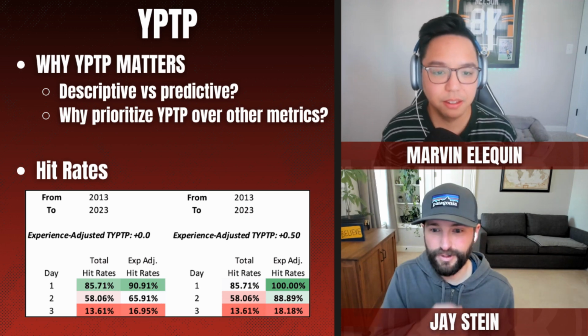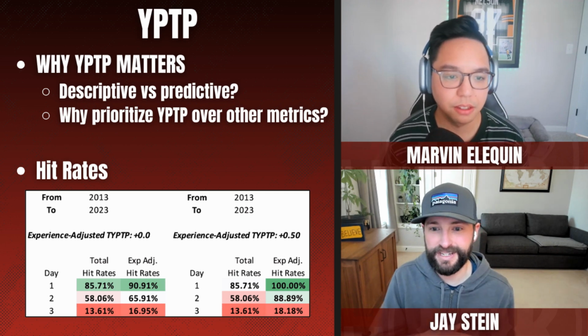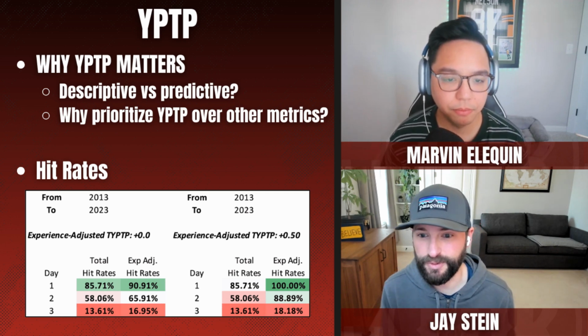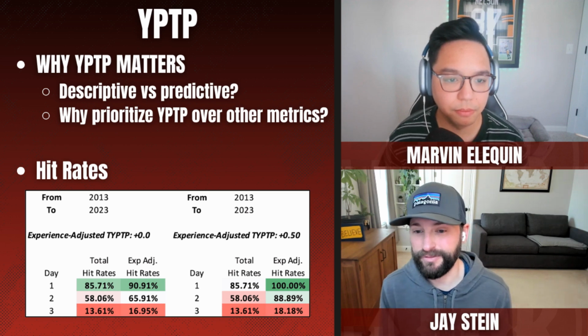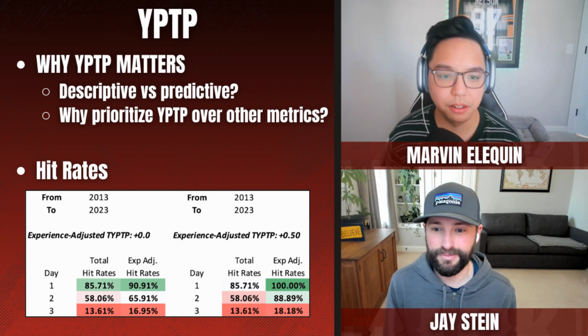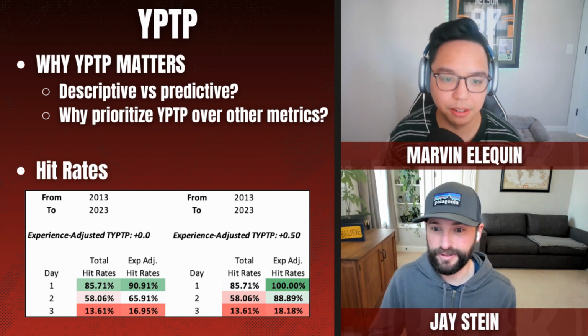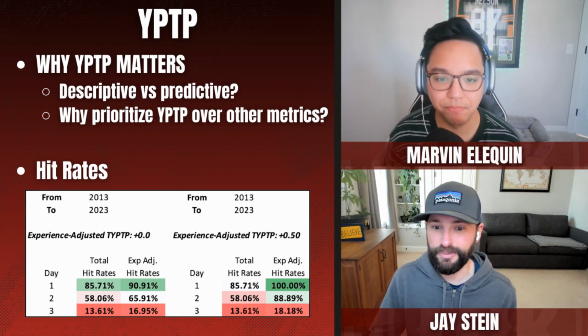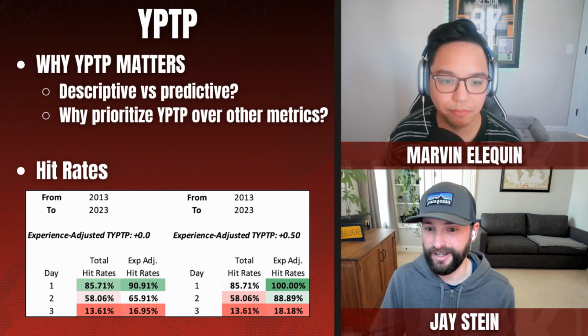And what's the difference between the two columns? I see the experience adjusted total yards per team play of a plus 0.5 on the right hand side. If you get that sort of elite yards per team play, how is it bumping up this? How do you read this graph on the right hand side versus the left hand side?